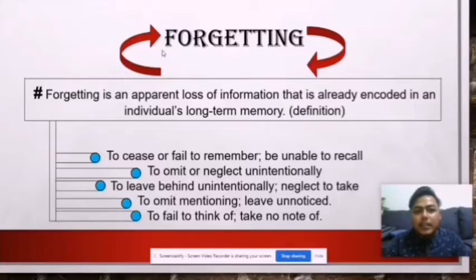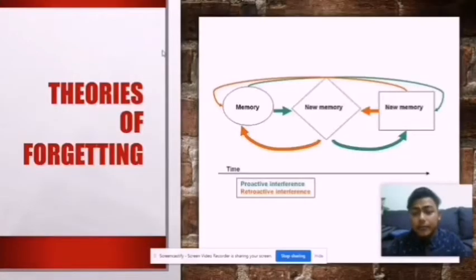Forgetting. Forgetting is an apparent loss of information that is already encoded in an individual's long-term memory. So I got 5 points here, and the first point is to fail to remember, be unable to recall. Second, to omit or neglect unintentionally. Third, to leave behind unintentionally, neglect to take. Fourth, to omit mentioning, leave unnoticed. And last one is to fail to think of, take note of.